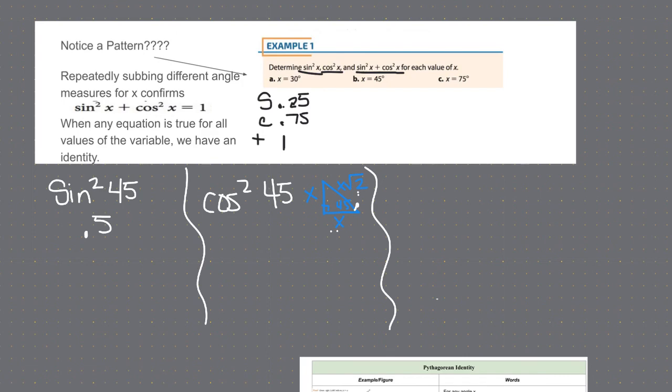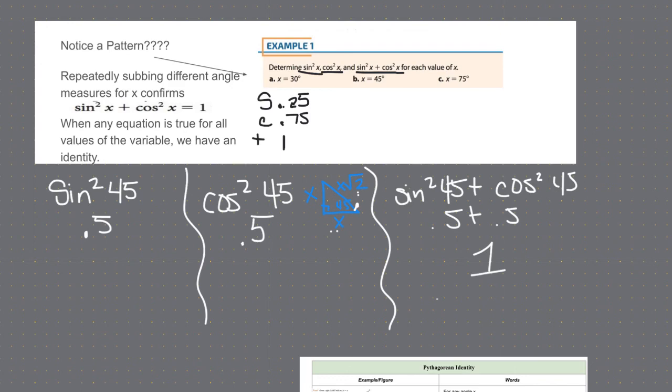So if you put it in a calculator and you put parentheses, cosine 45 squared, you're going to see that it also ends up to be 0.5. And then last but not least, we have sine squared of 45 plus the cosine squared of 45. Oh, that's 0.5 plus 0.5, and that is 1.